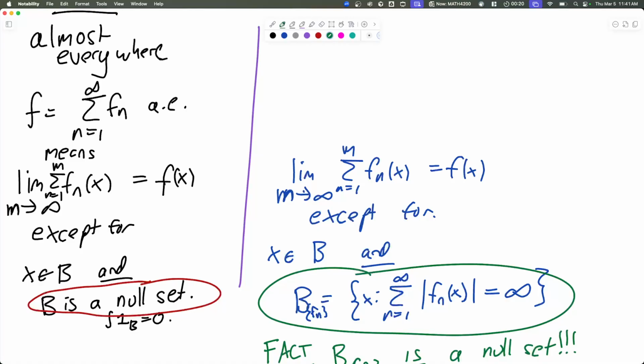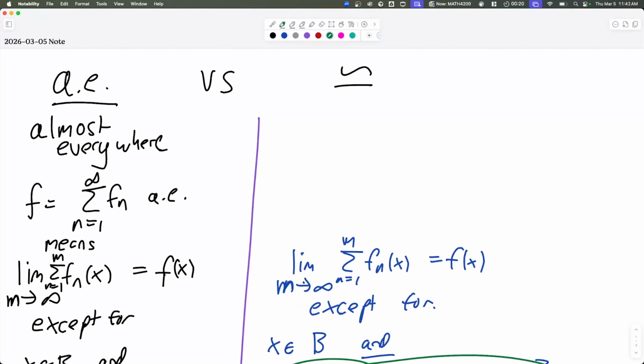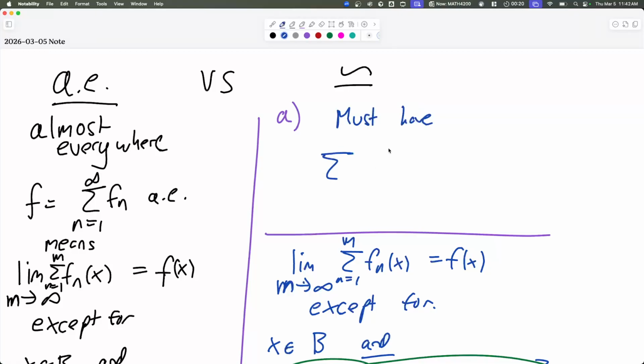Yeah? The tilde equals also has condition A, which is completely irrelevant for almost everywhere. That's right. Condition A is an extra condition, and condition A also says we must have the sum of the integrals of the absolute values of the Fn be finite as well. And almost everywhere definitely does not include this.